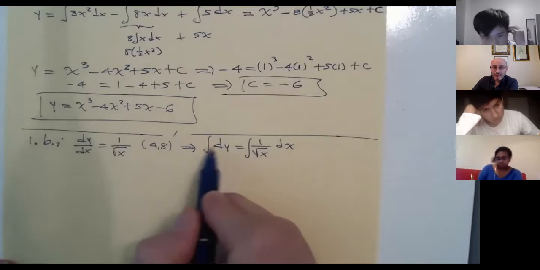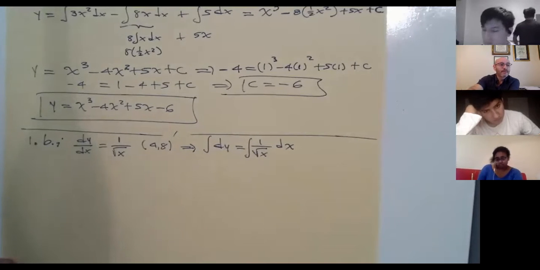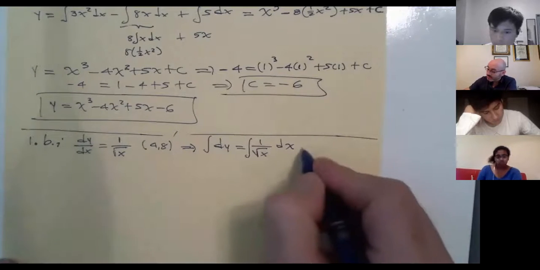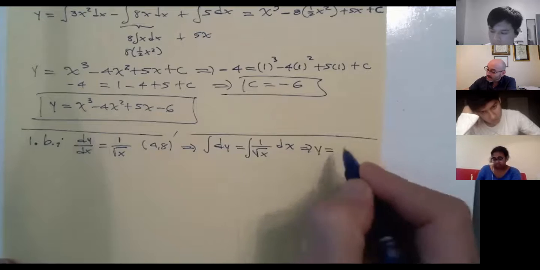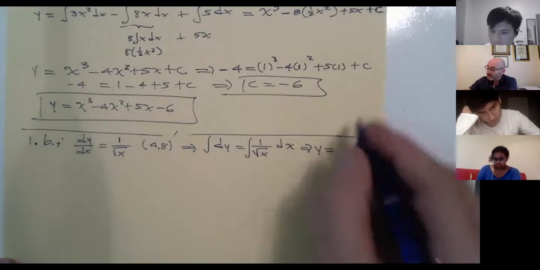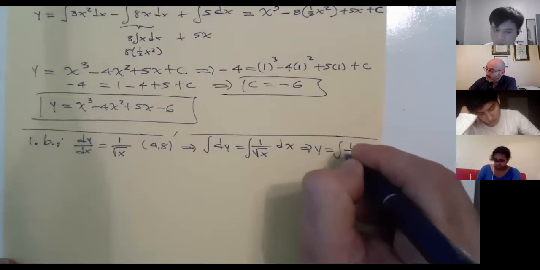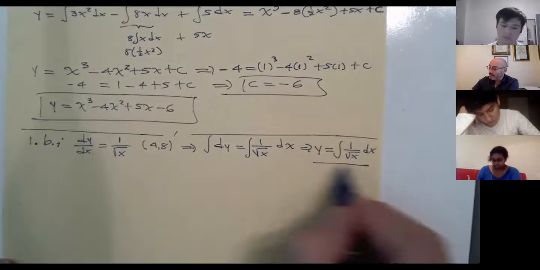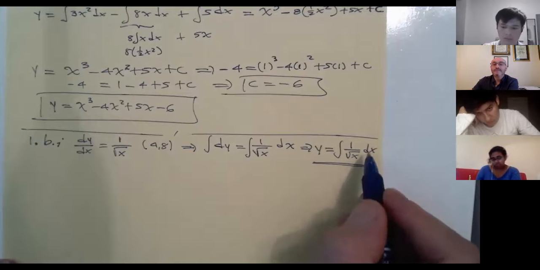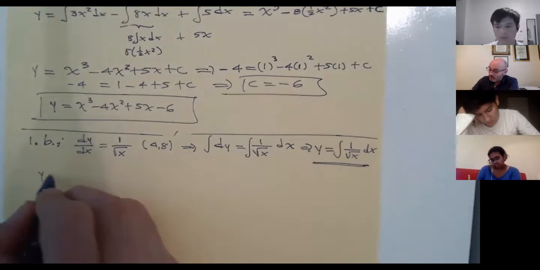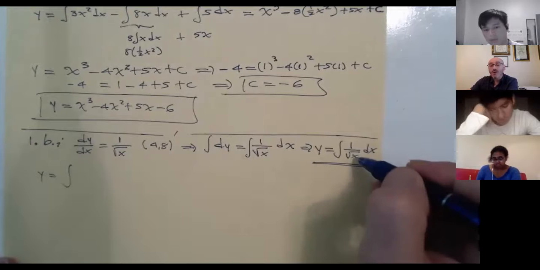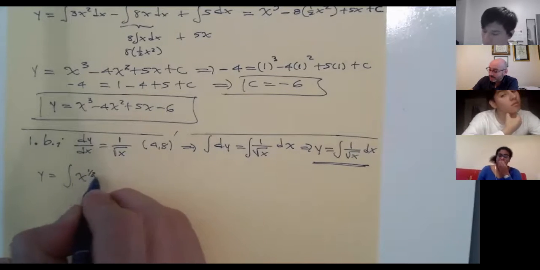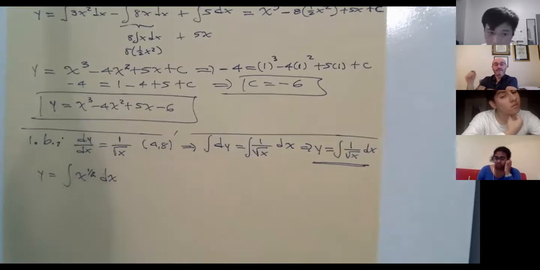The antiderivative of dy is y. And this, we're going to leave it like that for now. So this is what I need to solve now. I need to find that antiderivative. All right, so I want you to think of 1 over the square root of x as x to the 1/2 dx. Okay?